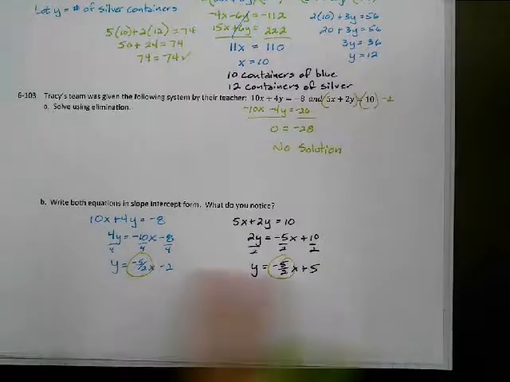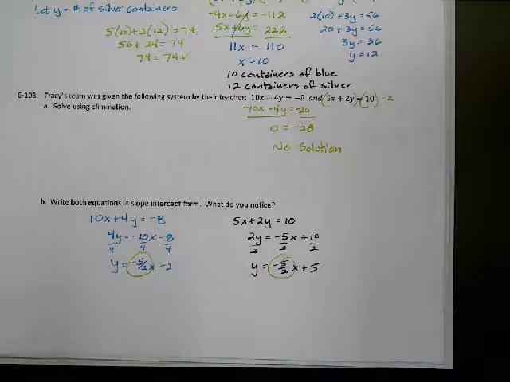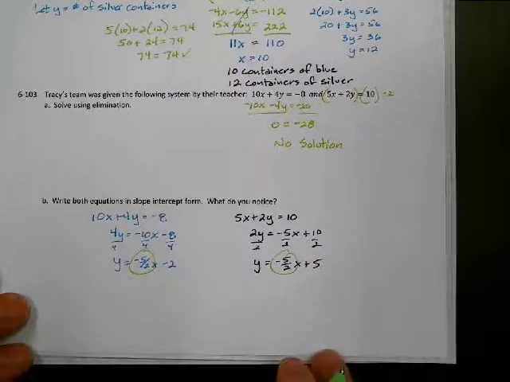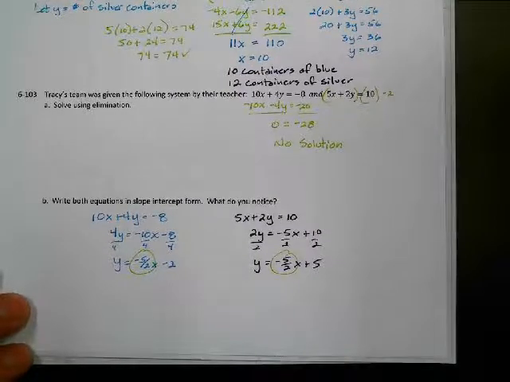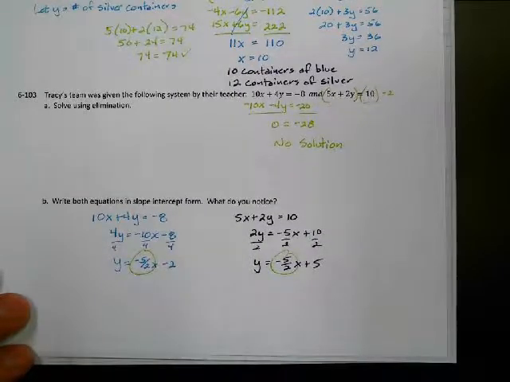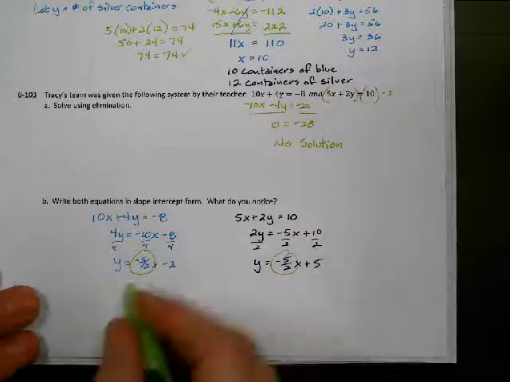So we notice that they have the same slope, so the lines are parallel. Now it makes sense why we got no solution. Because they're parallel lines, they can't cross each other. They can't intersect, which means there can't be a solution. So we notice that the slopes are the same.